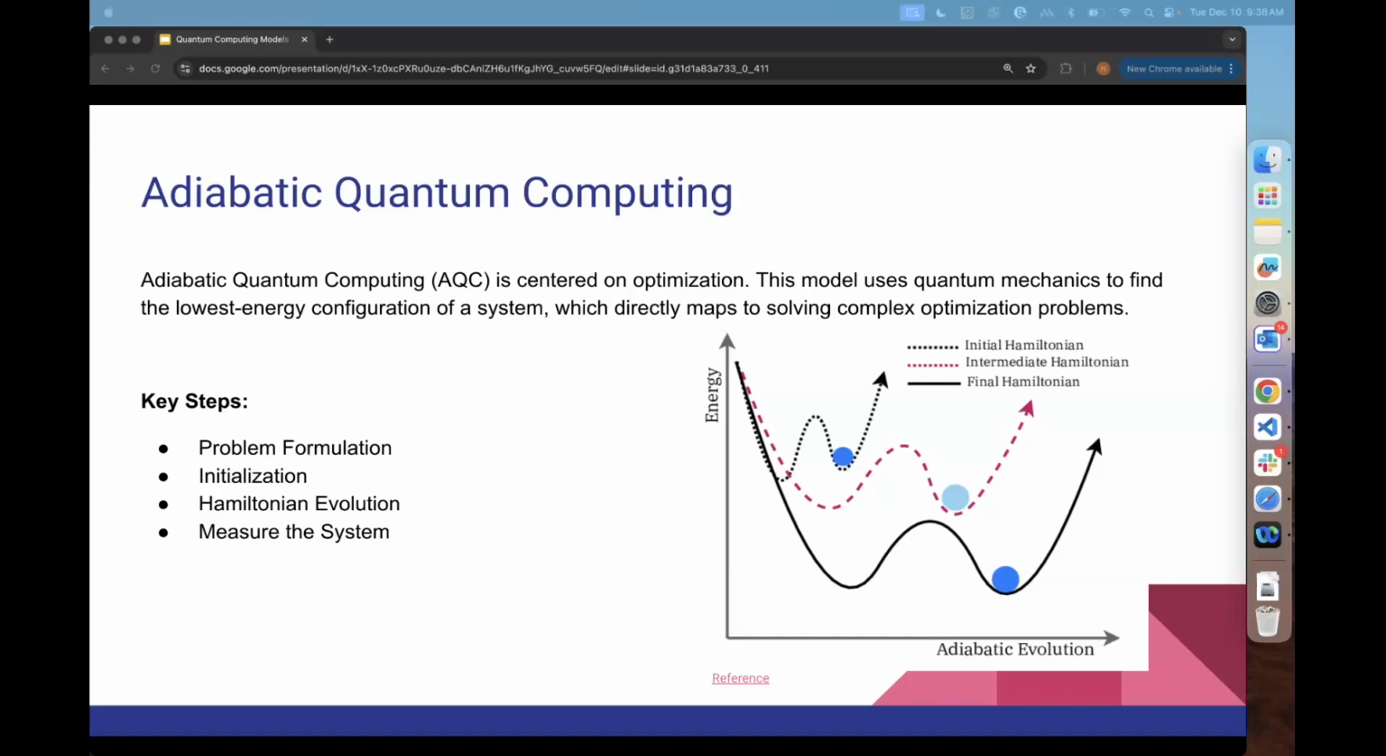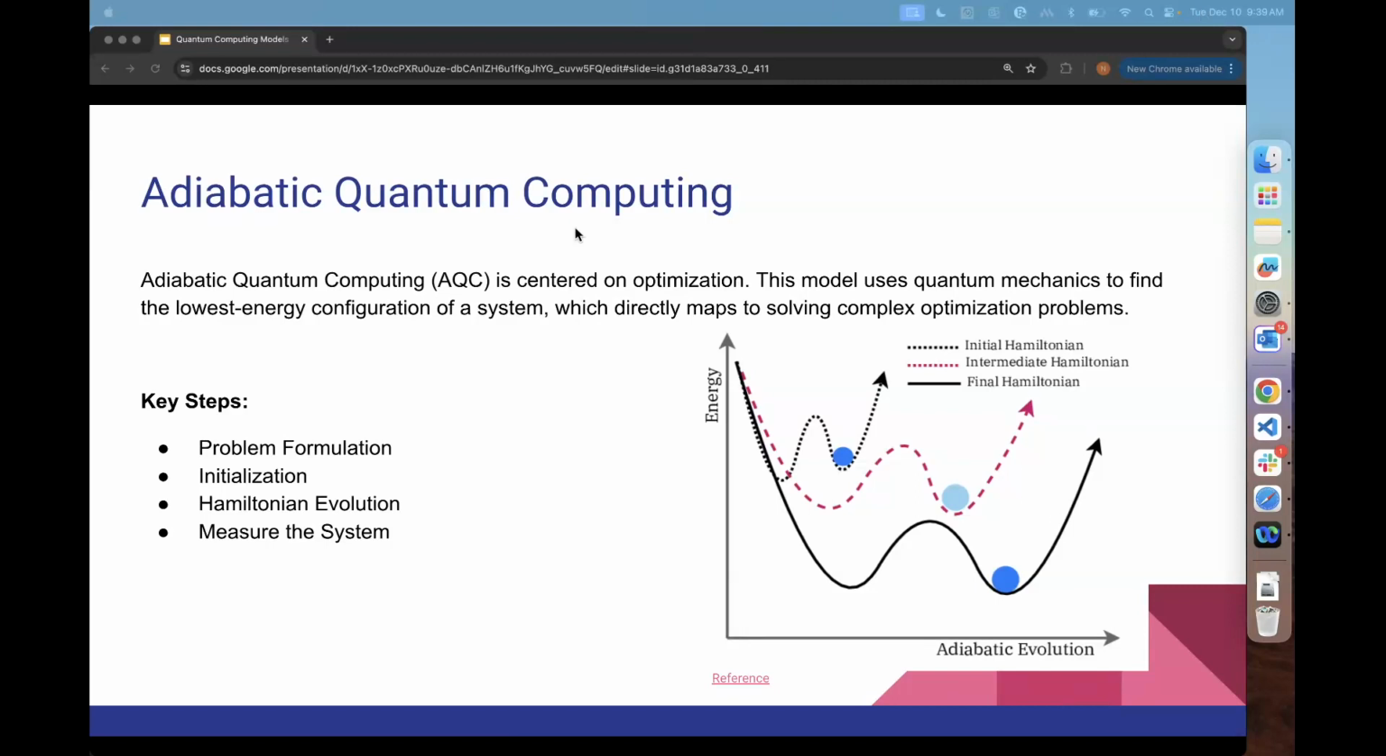Walking step by step to find the lowest point in the valley. But in adiabatic quantum computing, it's like flying over the mountain and letting its natural flow identify the lowest point in the valley. So the concept here is that adiabatic quantum computing harnesses the property of quantum systems, or their tendency to settle in the lowest energy state.